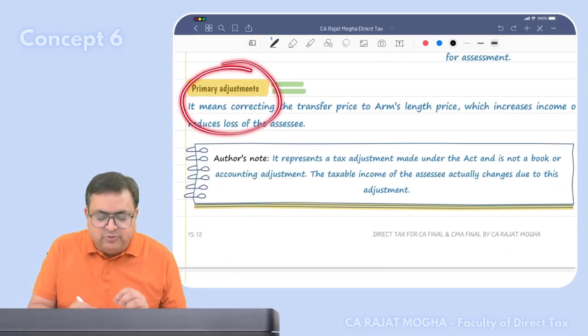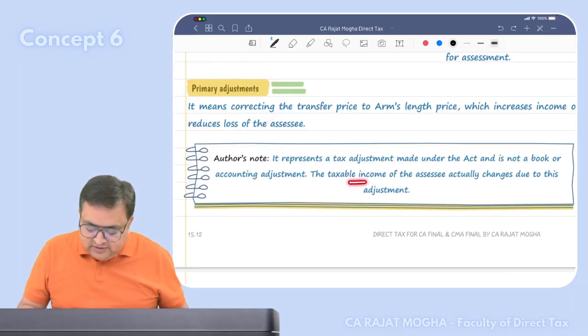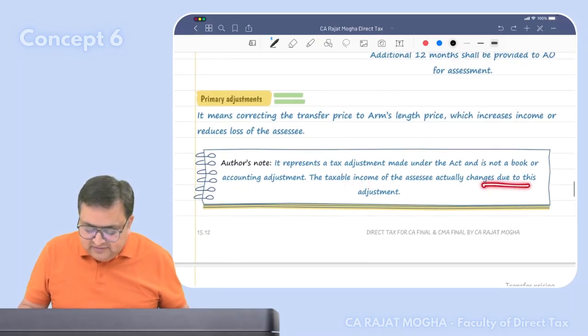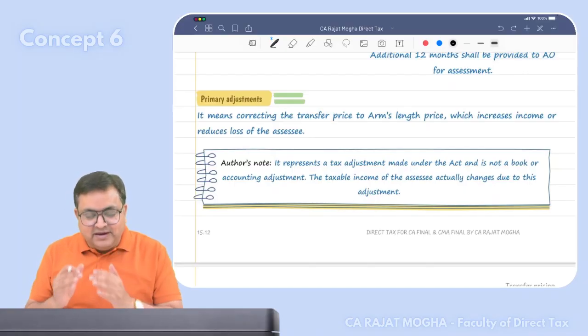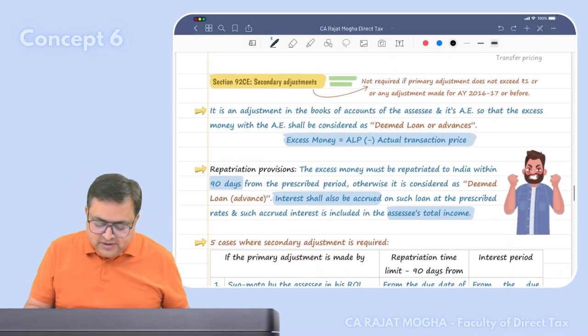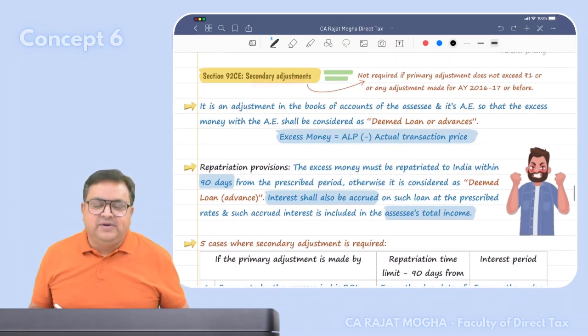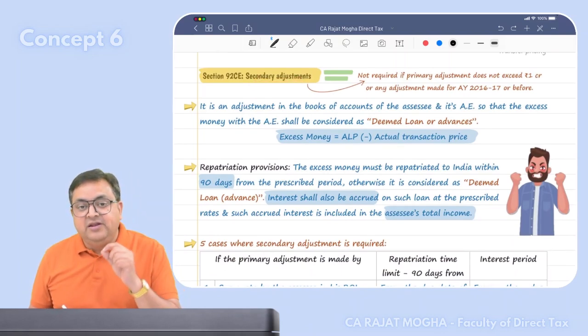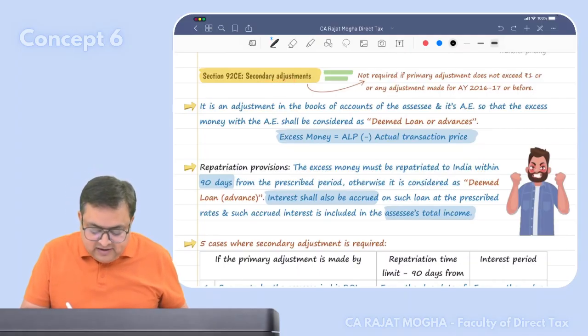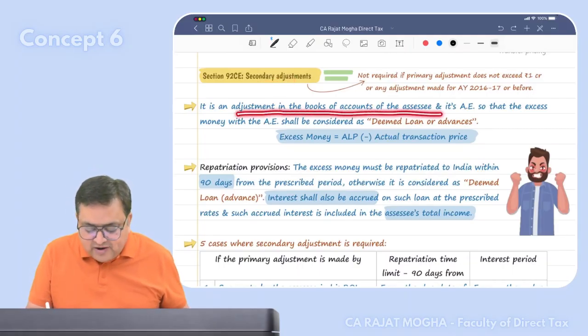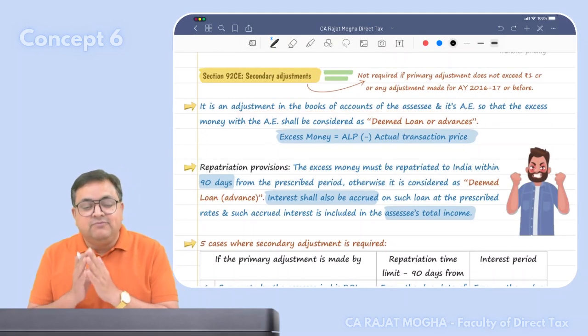What I'm talking about, primary adjustment: the taxable income of the assessee actually changes due to this adjustment. Only the taxable income is changing. But the second thing which Mr. Arun Jaitley brought out is a secondary adjustment. He said that you have to bring this money back also. So what you need to do is, it is an adjustment in the books of accounts of the assessee.